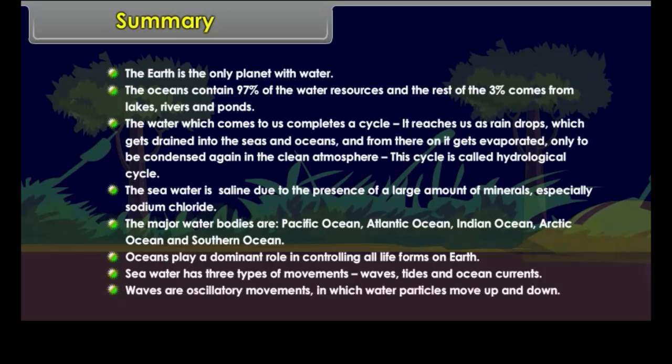Waves are oscillatory movements in which water particles move up and down. Tides are the rhythmic rise and fall of sea water at regular intervals.